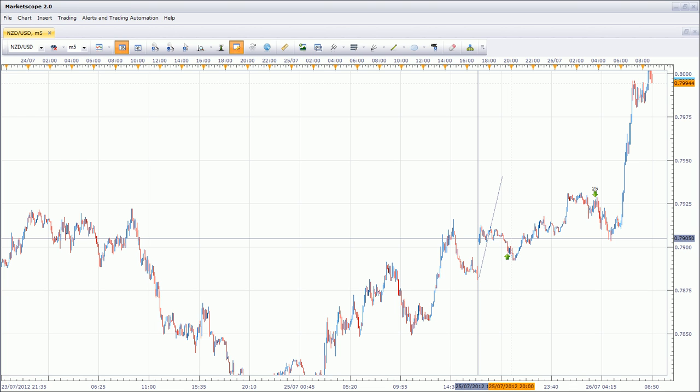So this is what the trade ended up being. On my other account, it ended up being a plus 5 pip profit. On this account, it ended up being a plus 25 pip profit.